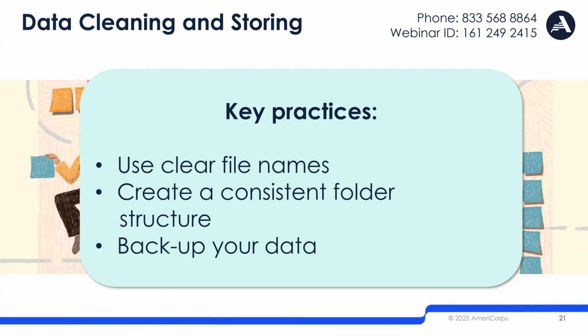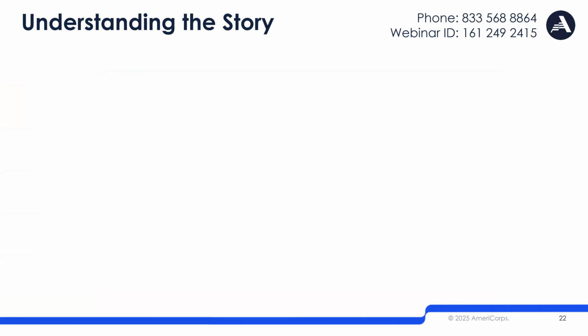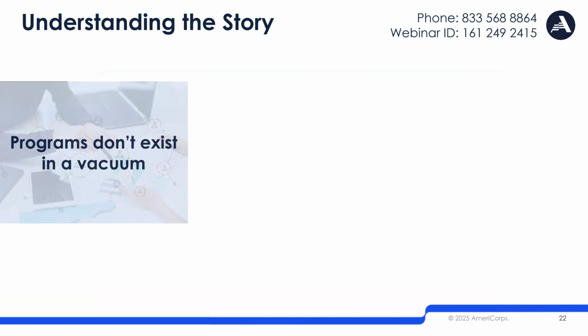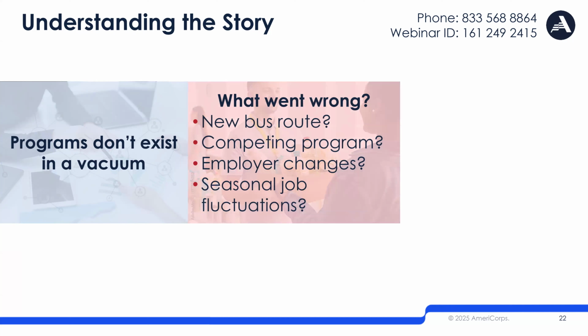Let's talk about something really important that can sometimes get overlooked when we look at our data. Remember, your programs don't exist in a vacuum. They operate in a complex community environment where lots of things are happening at once. So let's revisit our earlier example. Imagine you're running a food distribution program and you notice your numbers dropped significantly last month. Your first thoughts might be, what went wrong with our program? But let's zoom out and look at the bigger picture.